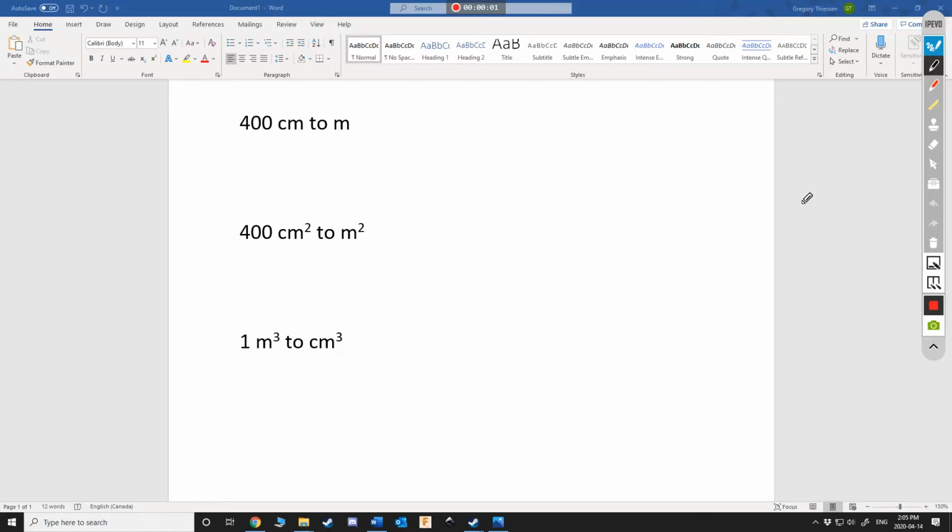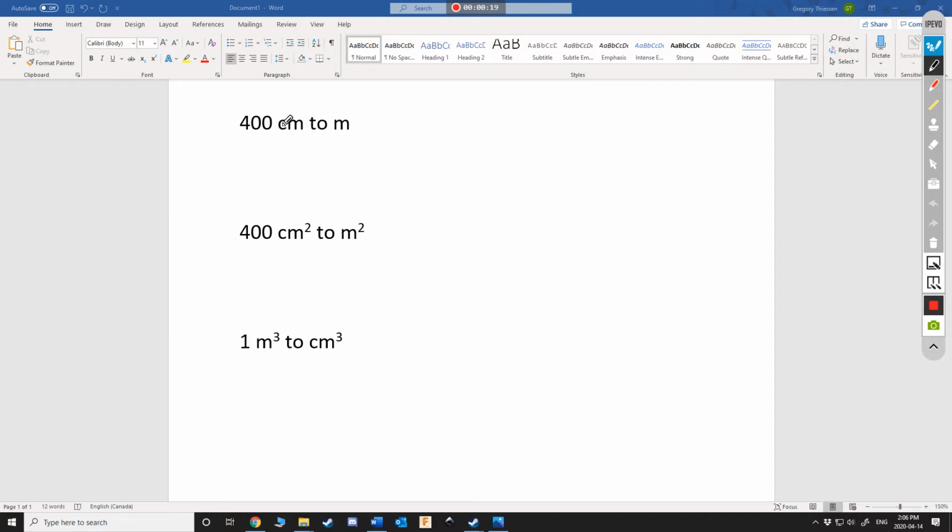Hello, so I'm just putting this video together because I know some people are having a tough time with unit conversions in the first assignment. So I just have three examples right here. First we'll go with one where we're going from centimeters to meters, then we'll look at how area works, and then we'll look at how volume works.